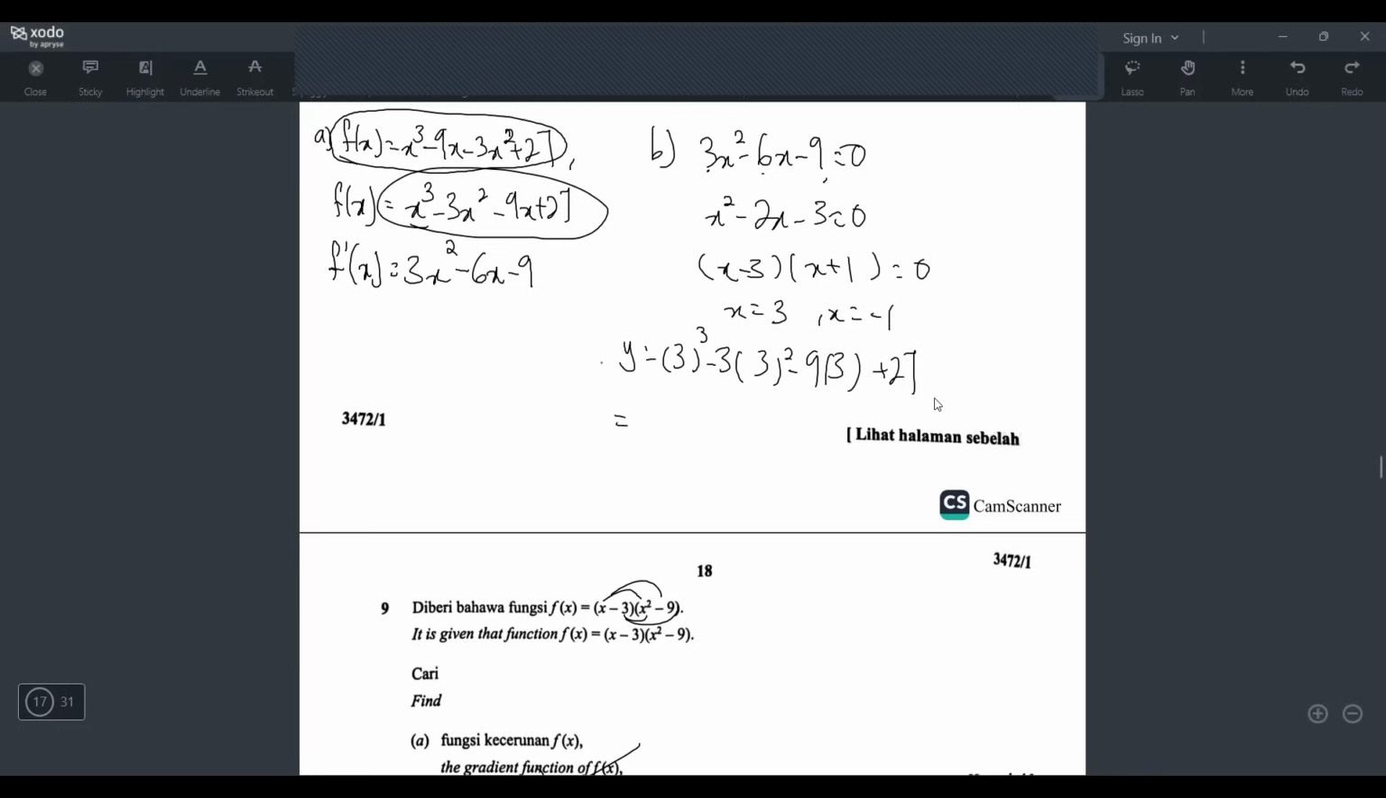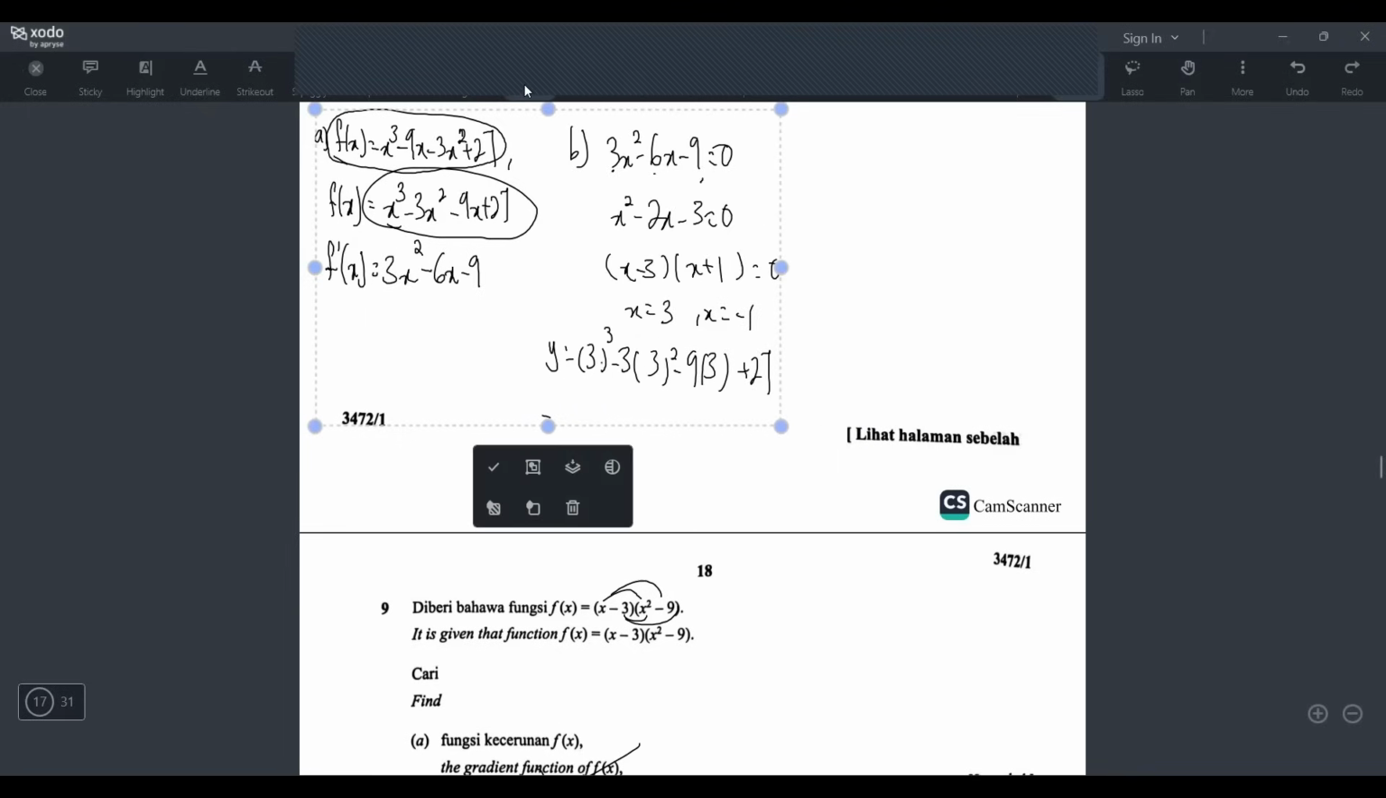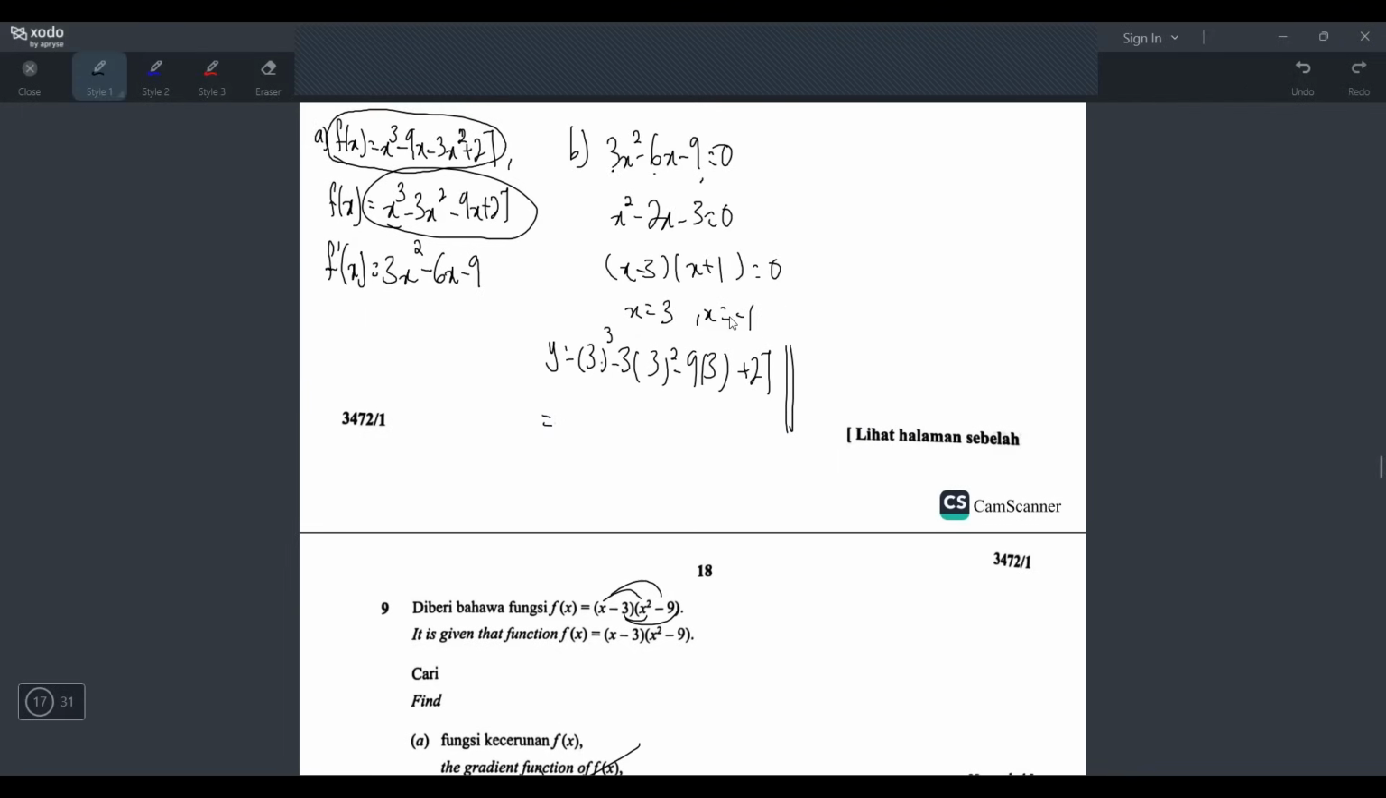There's another point. So let's make this smaller. For x equals negative 1, this one y equals x^3 minus 3x^2 minus 9x plus 27. And all of this I will sub with negative 1, negative 1, negative 1. It means there are 2 turning points. You have 2 answers here, right? So let's find out the y coordinates of both the turning points first.